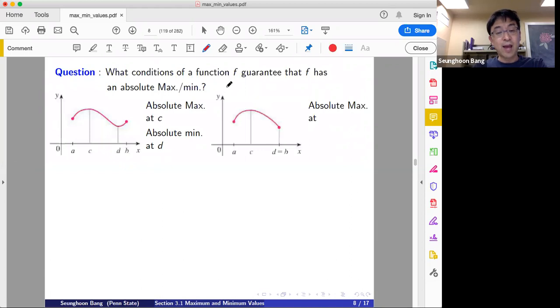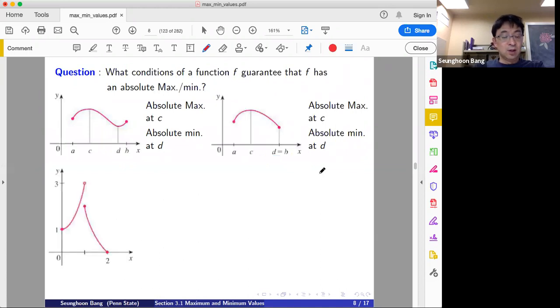Here, absolute maximum at C, absolute minimum at B, D, it doesn't matter. Here, we don't have absolute maximum because this is open. We don't have absolute maximum. So we have absolute minimum at 2 here, the lowest point.